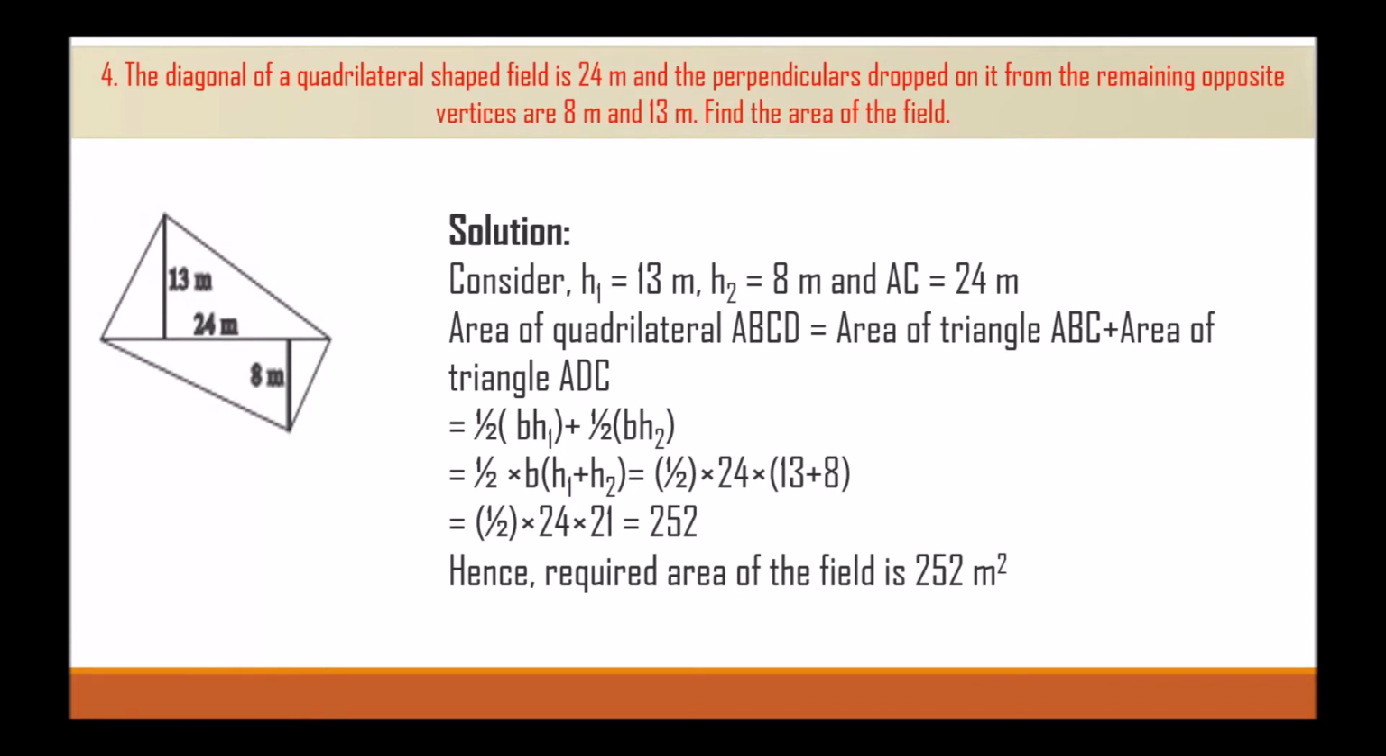Area of quadrilateral ABCD equals area of triangle ABC plus area of triangle ADC. So half into d into h1 plus half into d into h2. Half into d into (h1 plus h2) equals half into 24 into (13 plus 8). So half into 24 into 21. So we will get 252. Hence the required area of the field is 252 meters square.